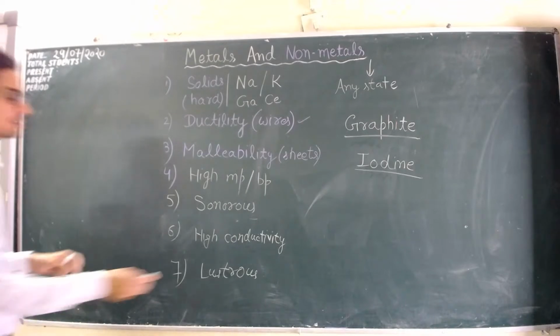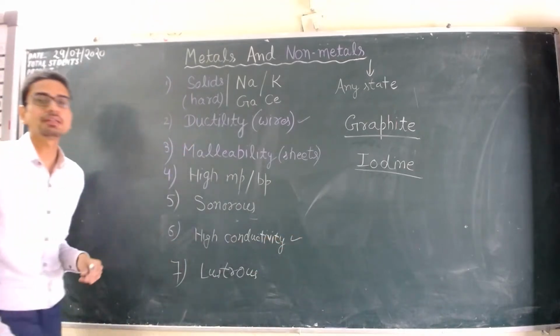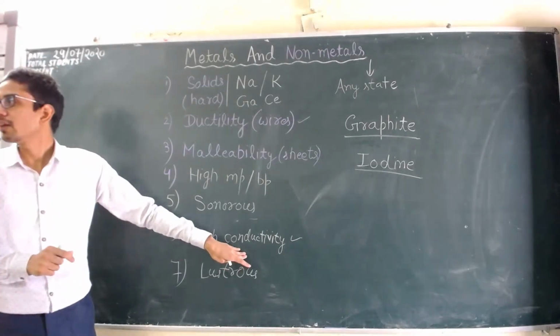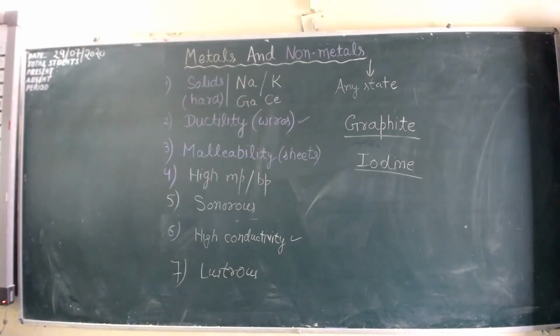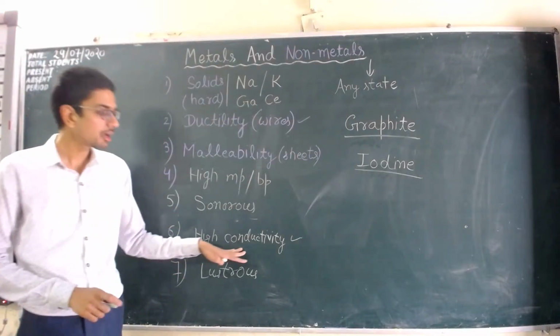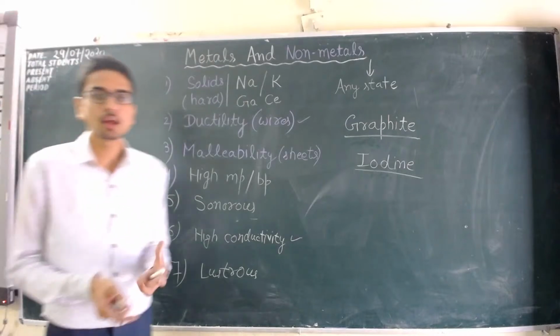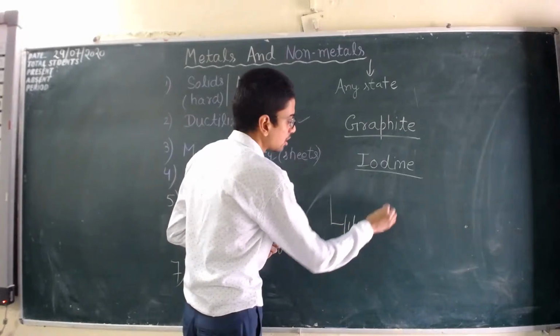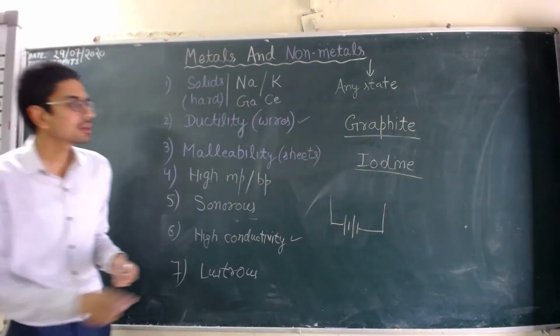How can you prove that metals are good conductors of electricity? If somebody asks you to prove it, how will you do it? That's very simple. You make an electric circuit. You put a battery in the circuit, as you learned to make circuits in the electricity chapter.